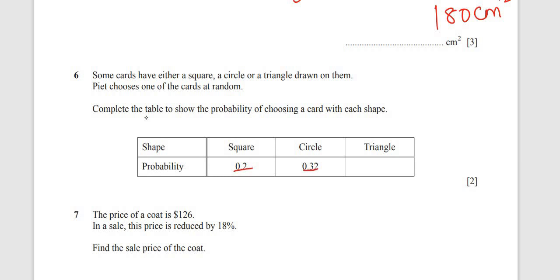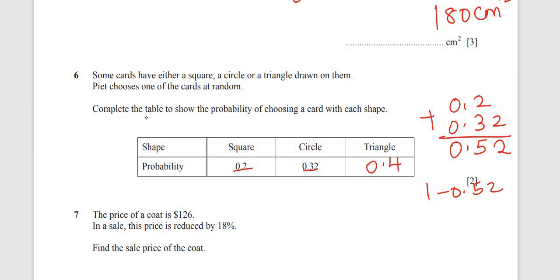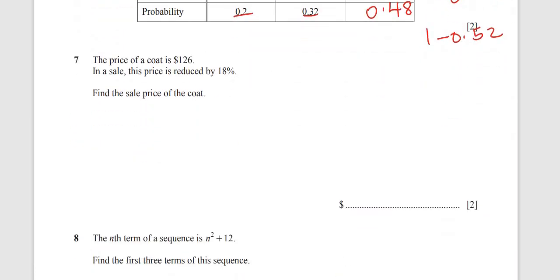So we know that all the 3 probabilities should add up to 1. So what we just need to do is to add 0.2 to 0.32. So that's going to be 0.52. Then we have to subtract that from 1, because when we add all the 3 probabilities, it should be equal to 1. So 1 minus 0.52 is equal to 0.48. So the probability of choosing a card with a triangle is 0.48. Okay, then we can move on to question number 7.